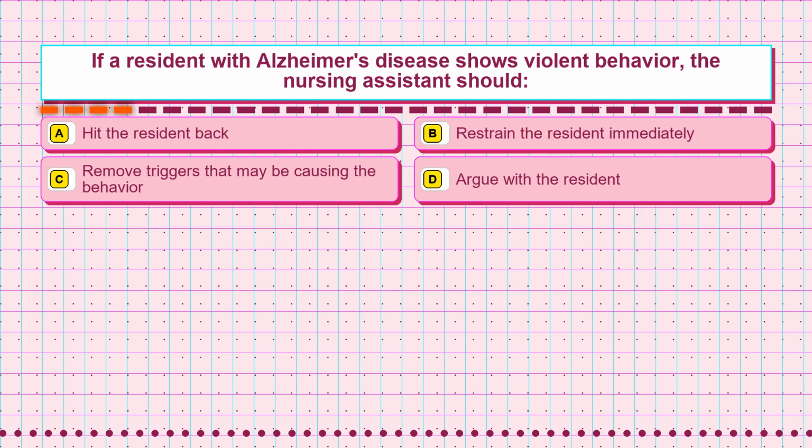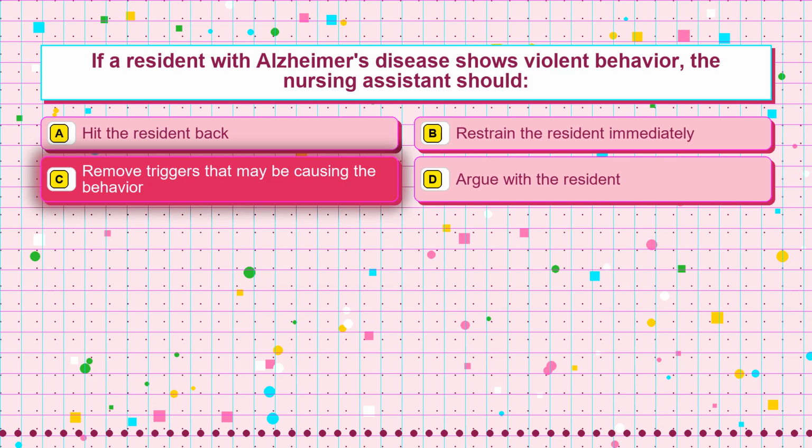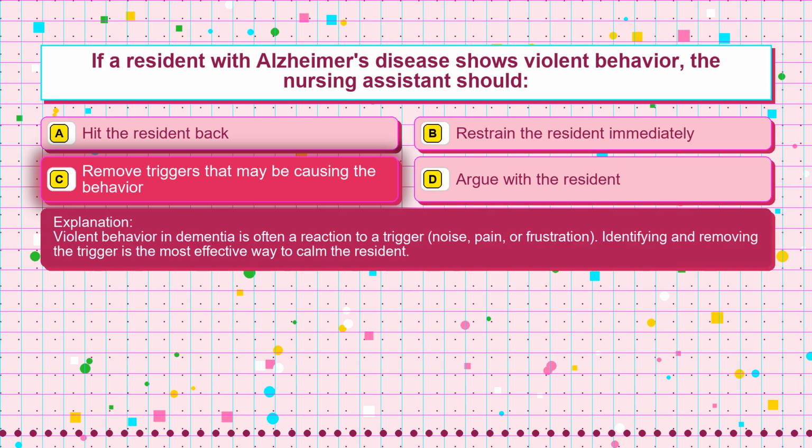Question 24. If a resident with Alzheimer's disease shows violent behavior, the nursing assistant should: Option A, hit the resident back. Option B, restrain the resident immediately. Option C, remove triggers that may be causing the behavior. Option D, argue with the resident. The correct answer is option C, remove triggers that may be causing the behavior. Violent behavior in dementia is often a reaction to a trigger, noise, pain, or frustration. Identifying and removing the trigger is the most effective way to calm the resident.